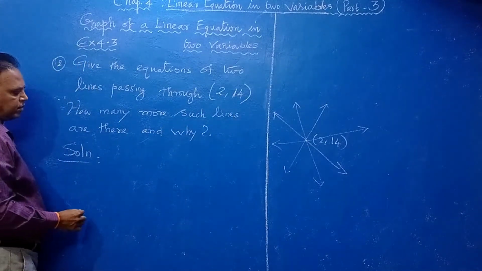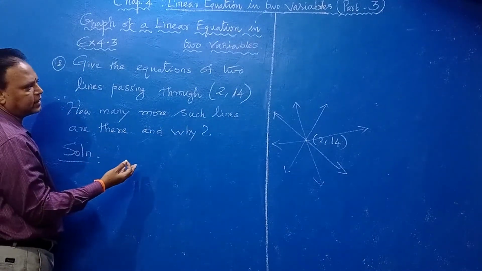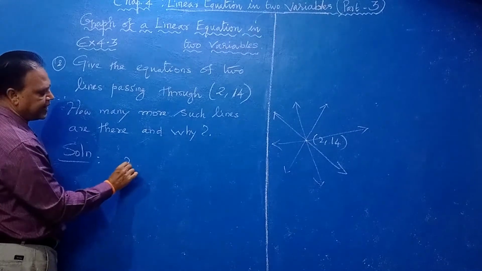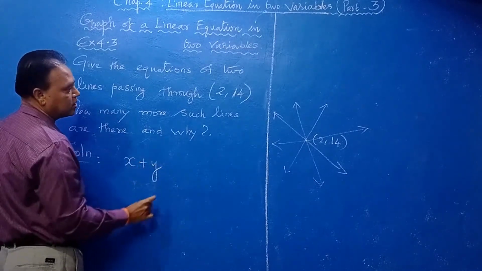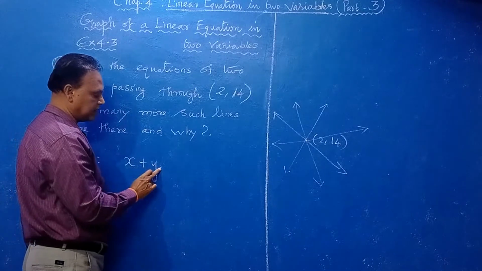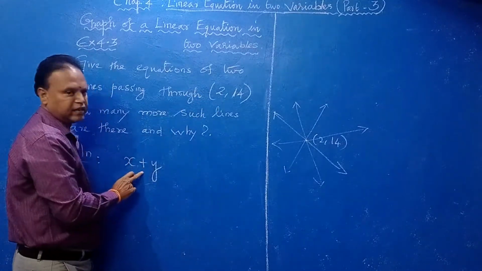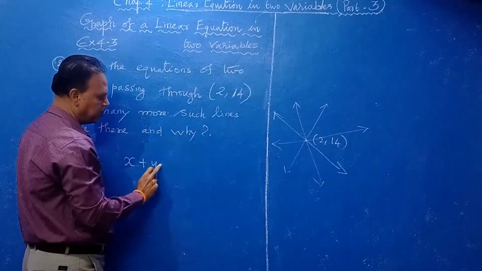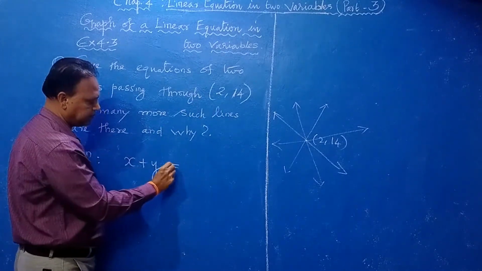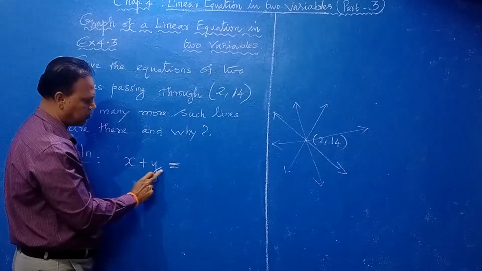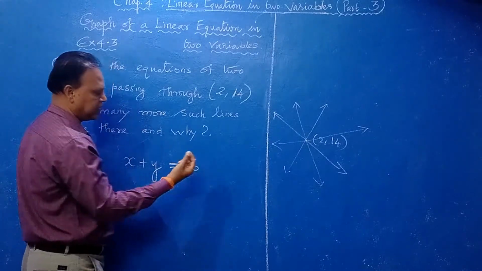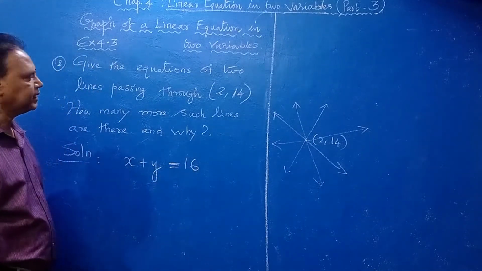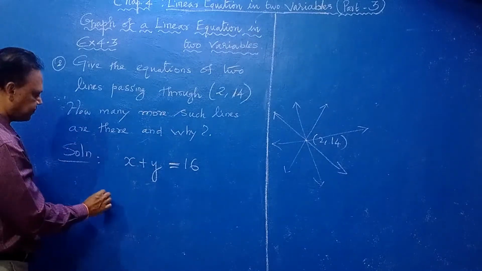2, 14. You have to write the equation. Clear? How will you write? See, x plus y you take. So, the point should satisfy this equation. That means x is 2, y is 14, means how much? Add 2 plus 14, how much? 16. Can write. This is one equation. Here, this is correctly satisfied.